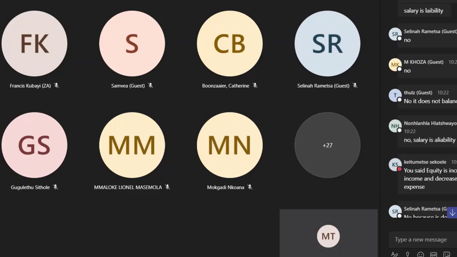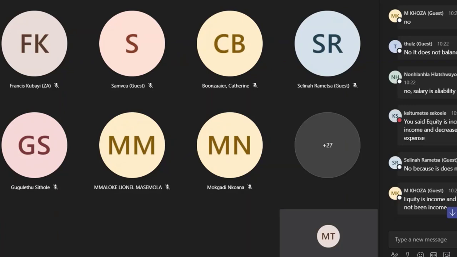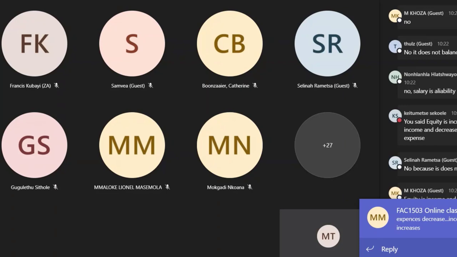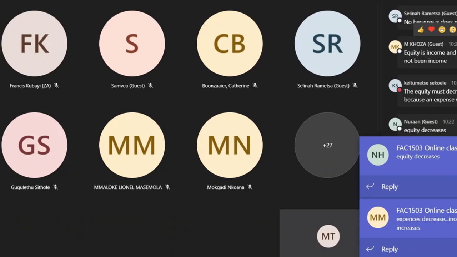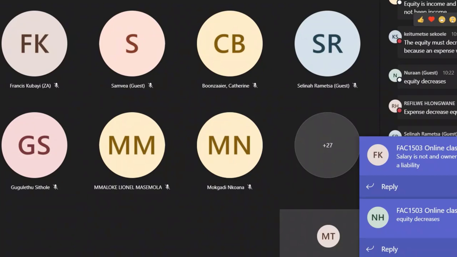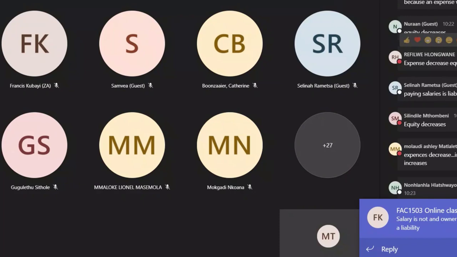No, it doesn't balance. Someone says salary is a liability. You said equity increases by income and decreases. Yes, Kidumezi, definitely, you were listening. No, it doesn't balance, Selina, because equity is income and there has not been income. The equity must decrease because an expense is paid. Well done, Kidumezi. Equity decreases, Noreen, well done. Refilwe, expense, yes, well done.